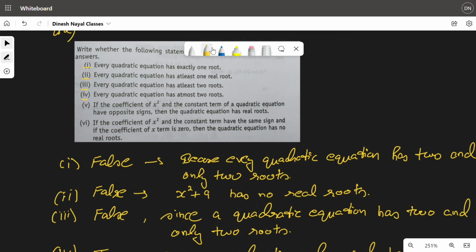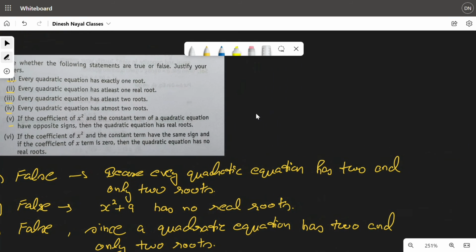Now the fifth part. If the coefficient of x square and the constant term of a quadratic equation have opposite signs, then the quadratic equation has real roots. So see, this is actually true. So writing the fifth part over here, the fifth part is actually true.